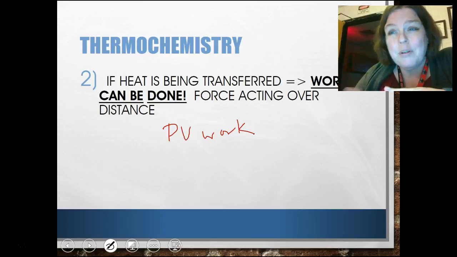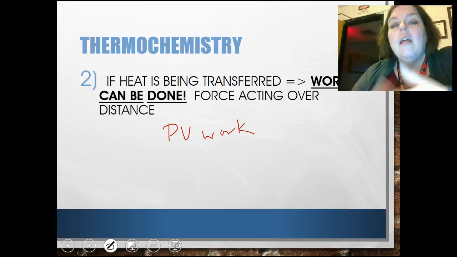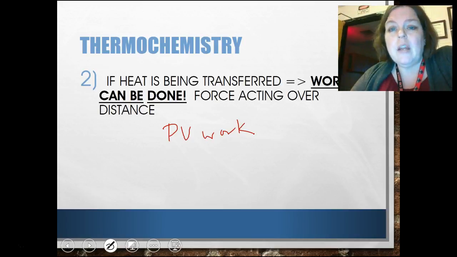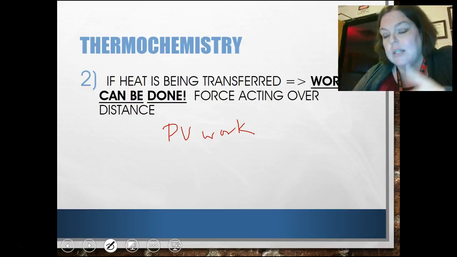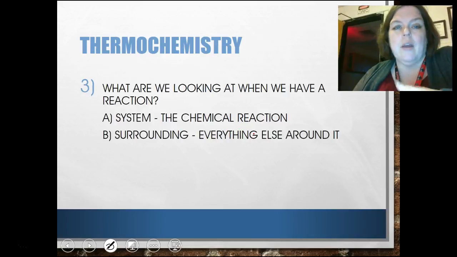When a gas is produced in something and it can expand that something, then we get this idea of PV work. If we don't have that ability, we don't think about work. We only think about heat, and you're going to see in just a second what I mean by that, okay?